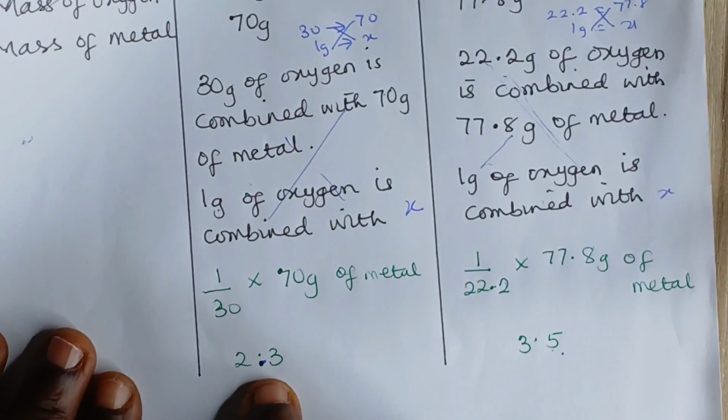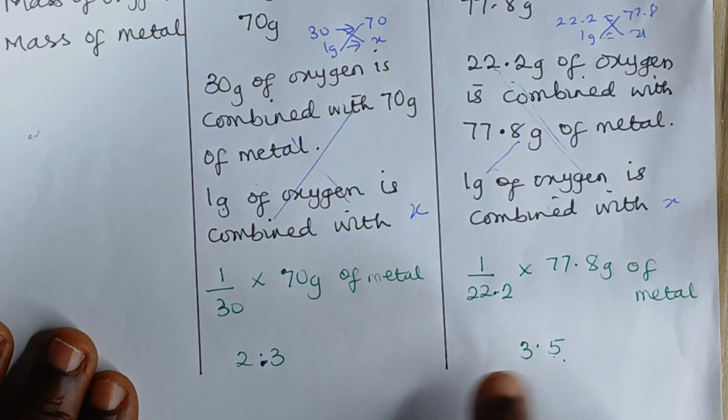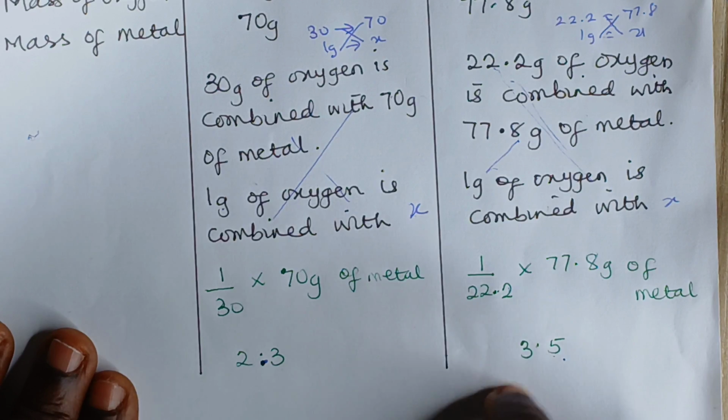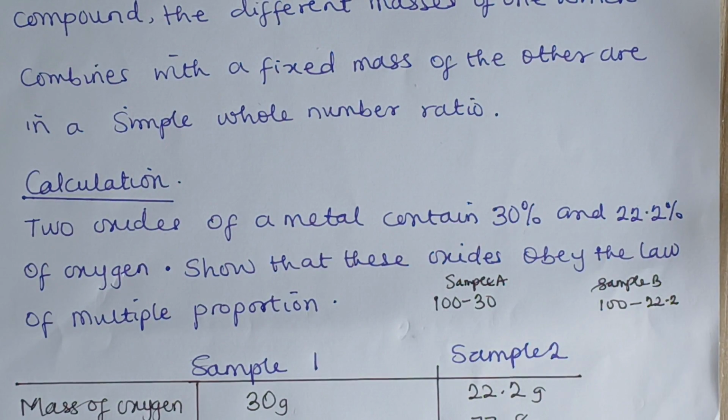You can see that this is 2.3 and this is 3.5, meaning that they are in a simple whole number ratio. 2.3, 3.5. The whole number ratio is as simple as anything. If two elements combine to form more than one compound, the different masses of one which combine with a fixed mass of the other are in a simple whole number ratio. That supports the law of multiple proportion.